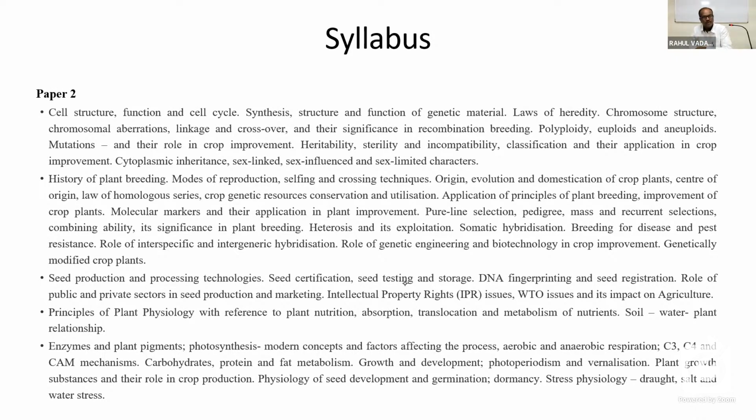What are the applications of somatic hybridization? The question has been asked repeatedly. Role of interspecific and intergeneric hybridization. And then again GM crops, the question can be asked because these are very specific topics which UPSC is generally focusing on. Coming to seed production, at least 2 questions can be asked on seed production. They can ask the processing, different methods of seed production, or the method of seed certification or seed testing.